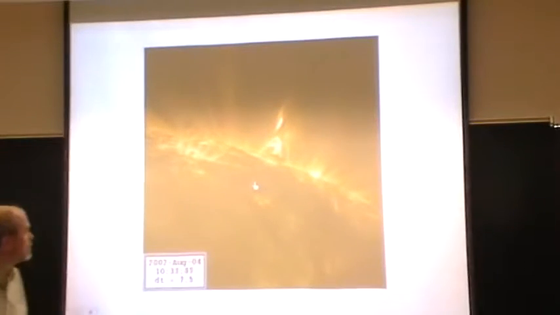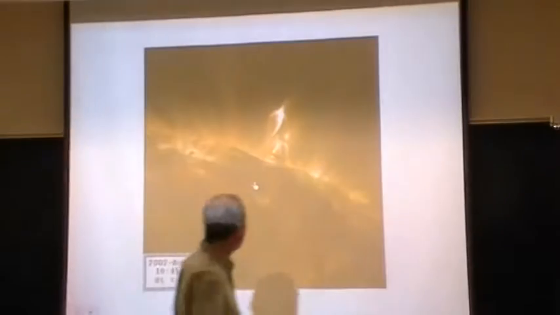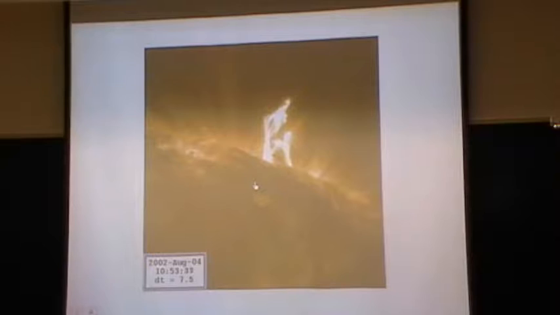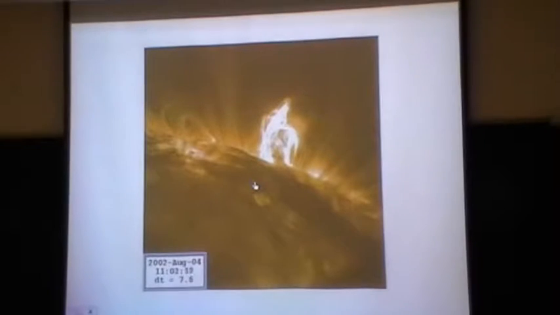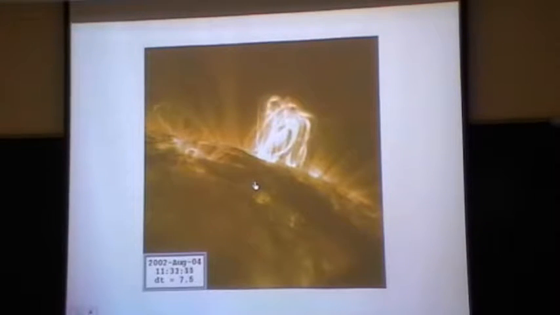So I think I showed some. This is one of my favorite movies. We'll play it a couple times. This is a prominence that arced up in the sun, kind of twisted about, and interacted with itself. Gosh, isn't it beautiful? That prominence is probably about 5 Earth diameters across. So this is a relatively large, quite hot object.